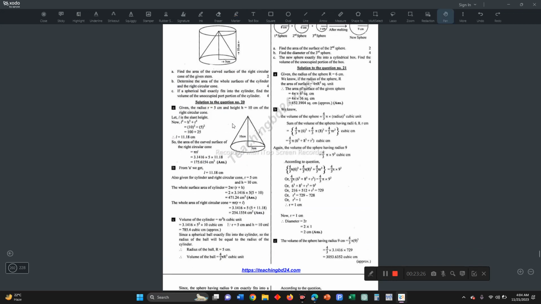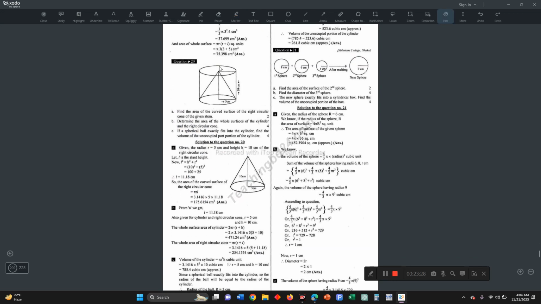Okay, this is the last math of our session. So here they have given a cylinder, and inside this cylinder there is a right circular cone. The length of the curved surface is 10 centimeter, and the radius of the cylinder is equal to 5 centimeter. So this 5 centimeter also will be the radius of the cone, and the height of the cone will also be equal to the height of the curved surface.